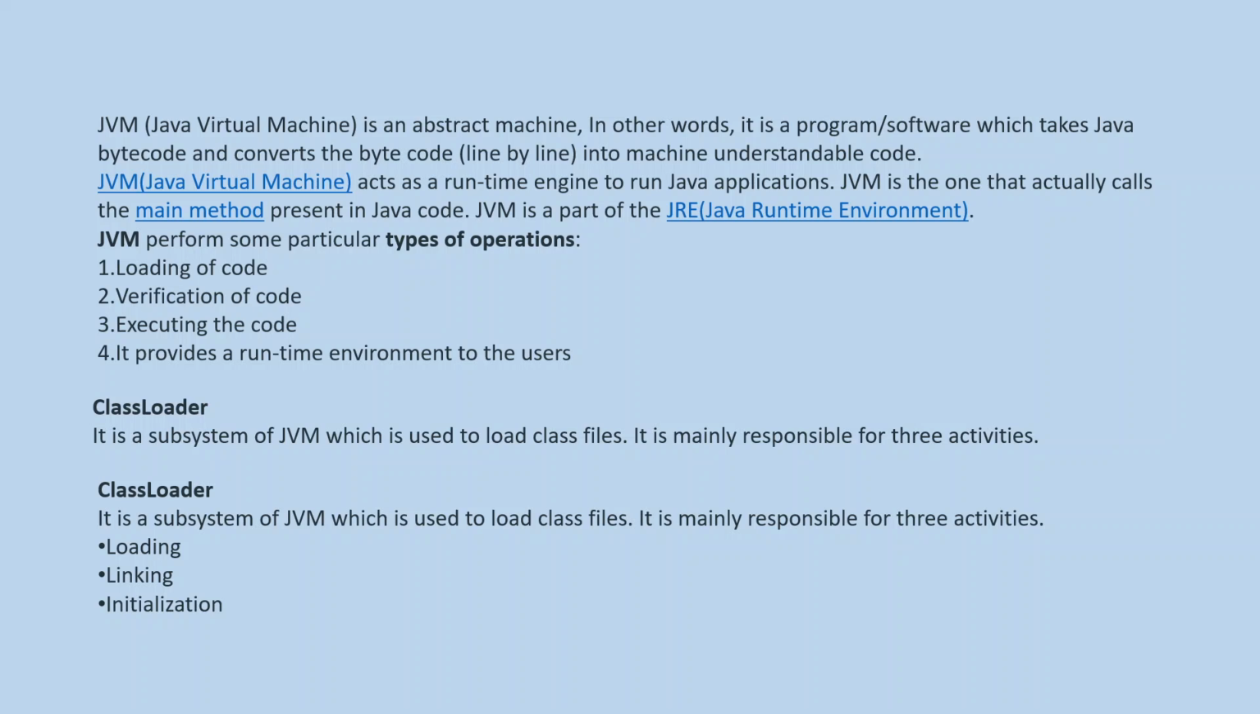Now we have something known as class loader. It is a subsystem of JVM which is used to load class files. As the name suggests, class loader, loading class. Its main responsibility is there. It is mainly responsible for three activities: loading, linking, and initializing. Load the class file, linking the different class files, and initializing the objects.